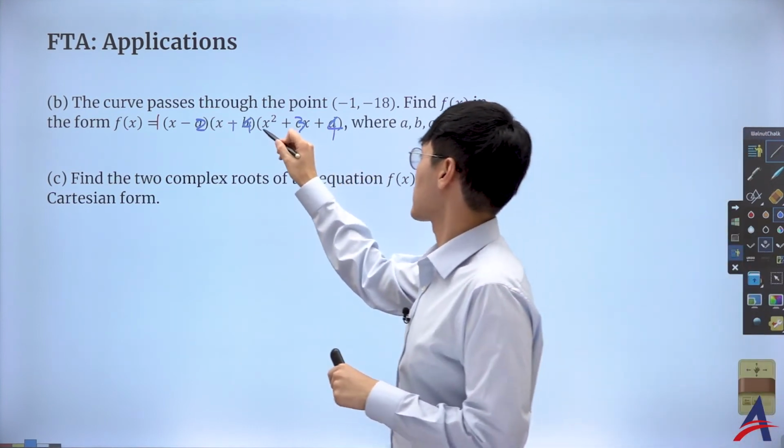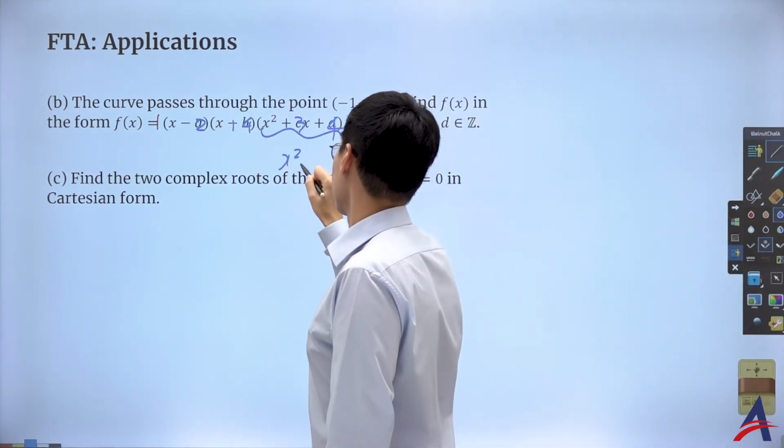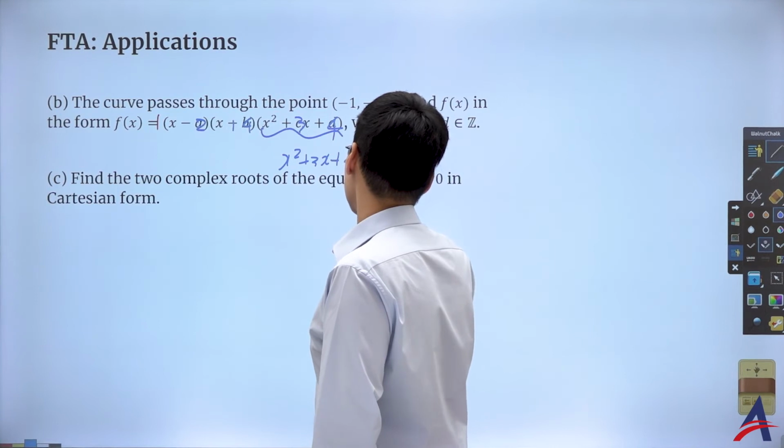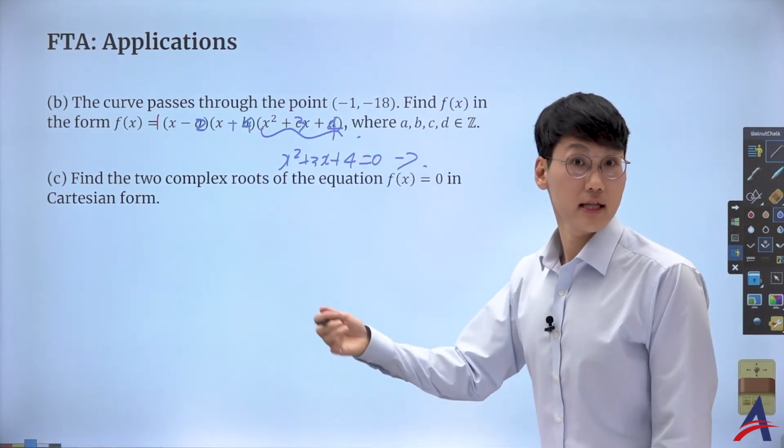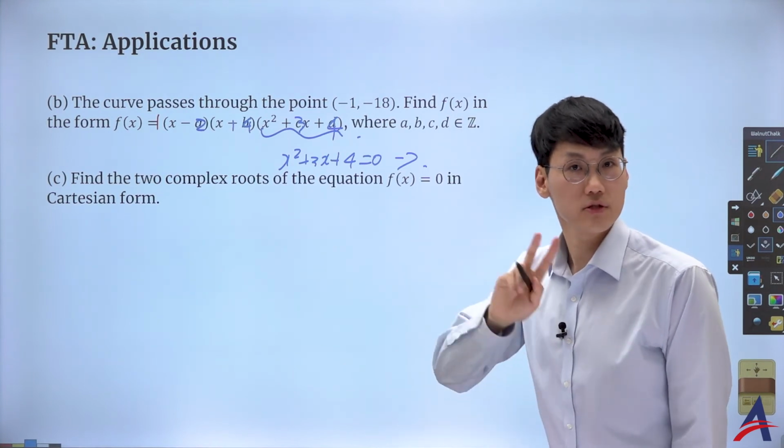But now I've got the quadratic equation here: x squared plus 3x plus 4 is equal to 0. If you check with the discriminant, that's 9 minus 16, that's a negative, so I know I'm going to have 2 distinct complex roots.